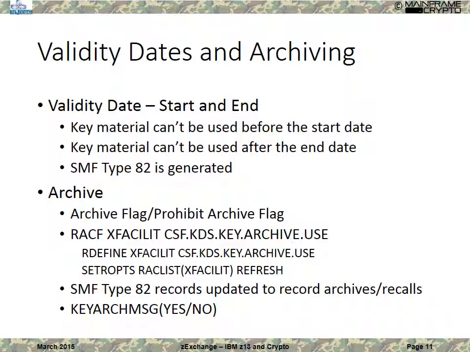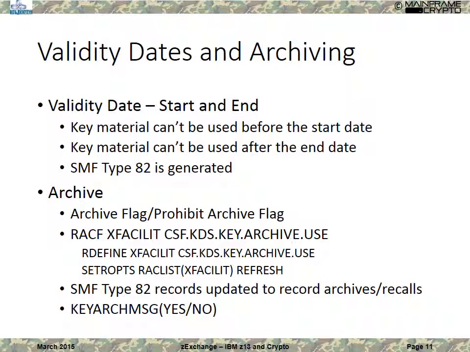Now, with archiving, there's also the option of an XFACILIT profile in the XFACILIT class. You can create a profile that says I want to allow archived keys to be used. So if you're just implementing archiving, what you might do is turn on this profile to start with, and then for the first month or two, any use of a key that's been archived won't be flagged, and it'll give you a chance to ease into the process and turn it on without breaking things. Again, a Type 82 record will be generated when you try to use an archived key, or if you try to turn off the archive flag on an archived key.